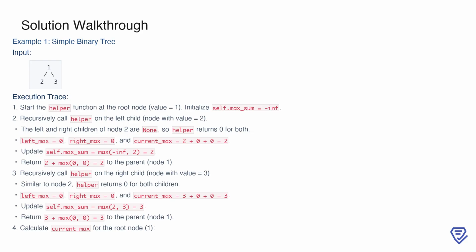Similarly, we process the right child, which is the node with value 3. This follows the same pattern, with helper returning 0 for both children, leading to current_max equals 3 plus 0 equals 3. We update self.max_sum to 3 and return 3 plus max(0) equals 3 to the root.